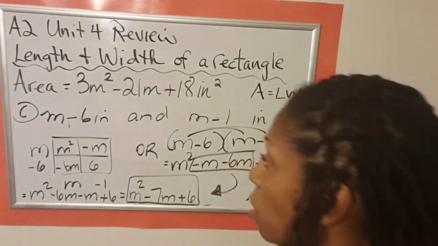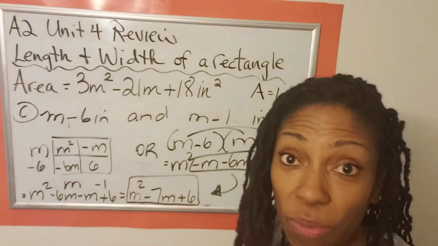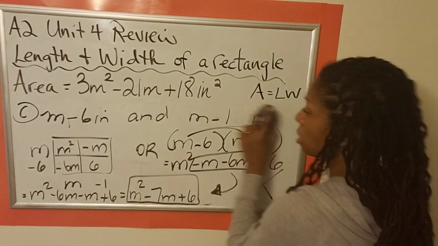Okay? So I'm going to go through choice E with you. I'm going to skip D for you to do on your own. And let's do choice E.